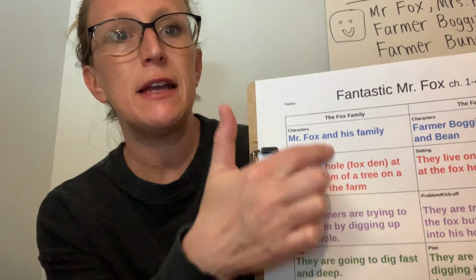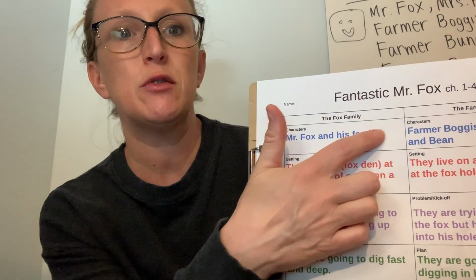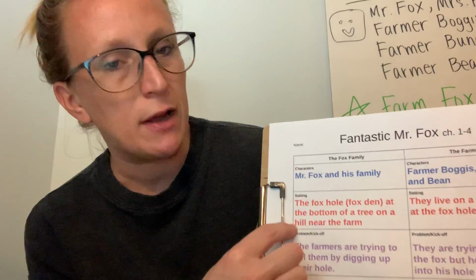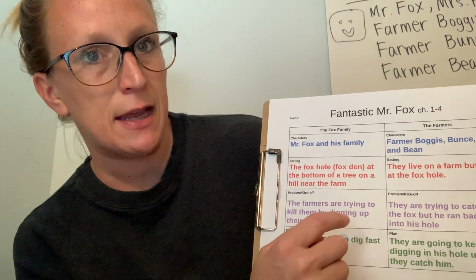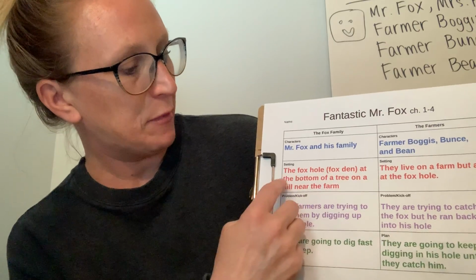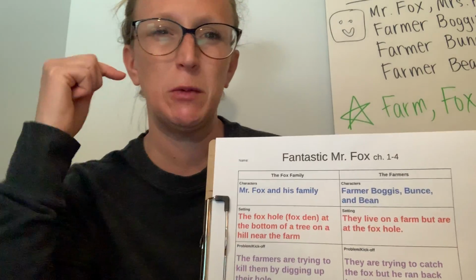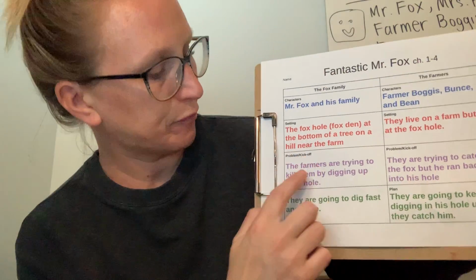So this side is the Fox family, and we just made sure we knew the characters' names, who Mr. Fox lived with, right? And where their setting was. I added a little bit of details to that. We just wrote the foxhole or the den in class, but I added it's at the bottom of a tree on a hill near the farm. That gives you a little bit better of a picture about where this was taking place, okay?